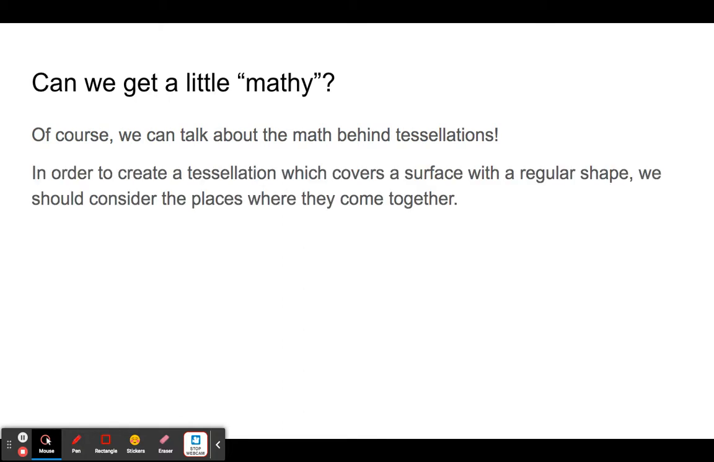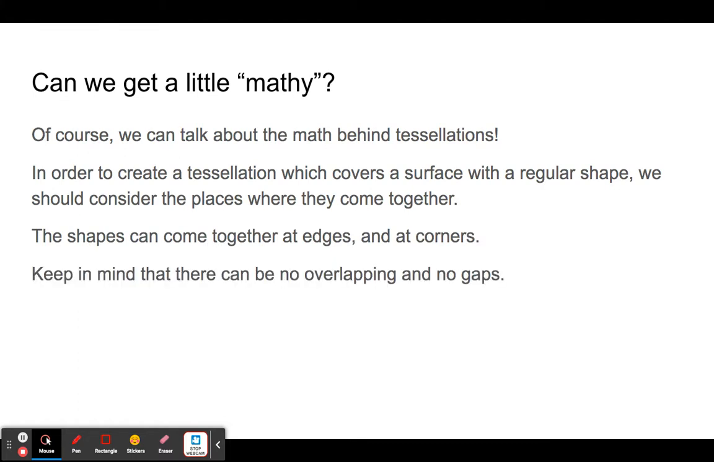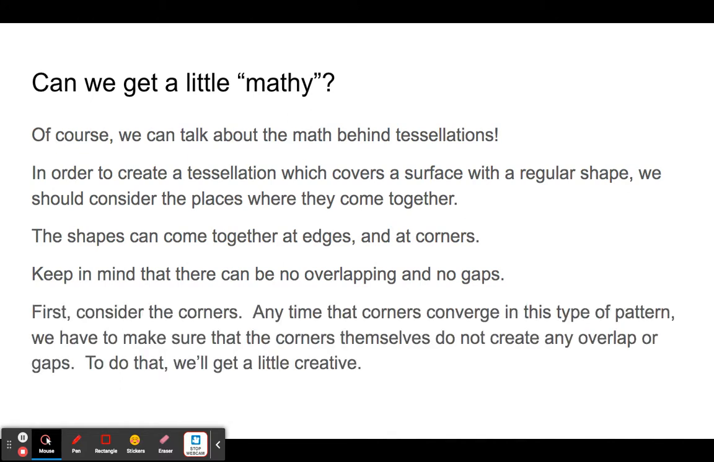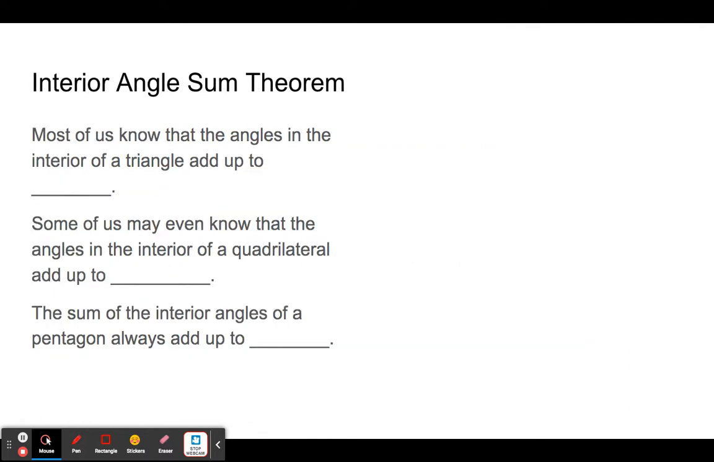Alright, time to get a little bit mathy. So we're going to talk about the math behind it. In order to create a tessellation which covers a surface with a regular shape, we should consider the places where these shapes come together. So they can come together at either edges or corners. Keep in mind that for both edges and corners, there can be no overlaps and no gaps. So first we're going to take a look at the corners. So again, our goal: no overlap and no gaps.